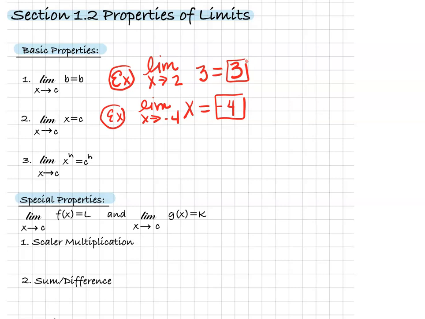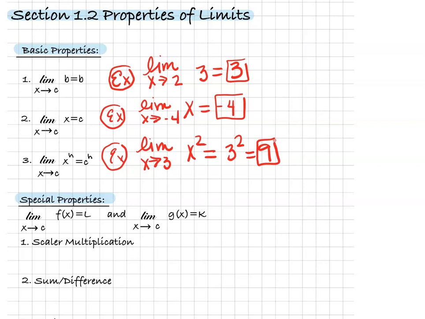Number 3, if I have the limit as x approaches c of x to the h, then that would just be c to the h. Similar to number 2, just with that exponent on it. Say I had the limit as x approaches 3 of the function x squared. I could just straight evaluate 3 squared, and that gives me 9. So no big deal. We have a property for limits of constants, limits of a first power, and limits of any given integer power.